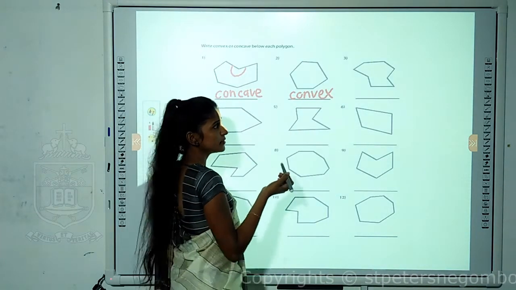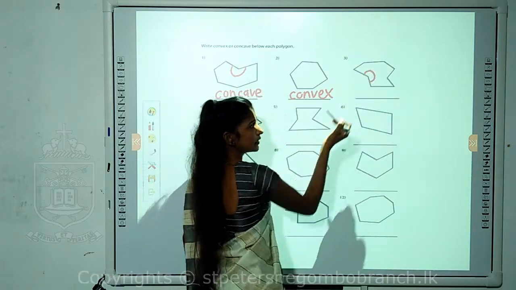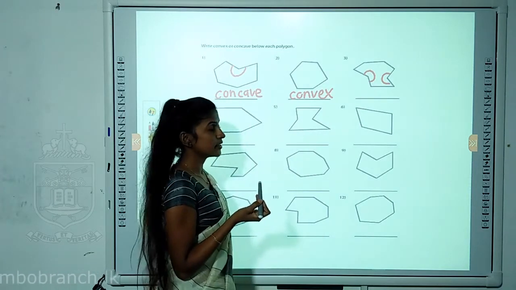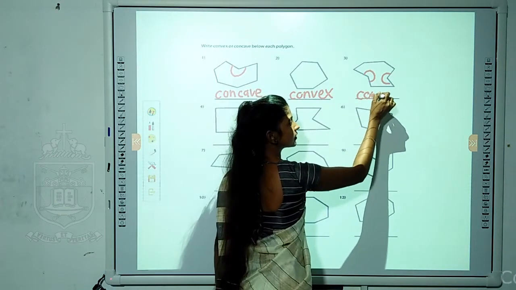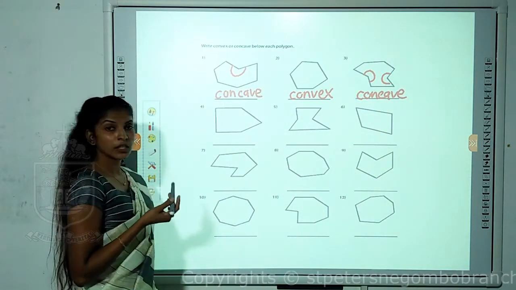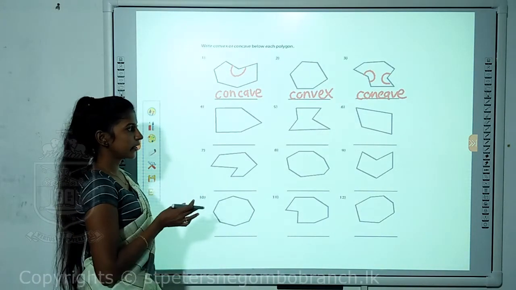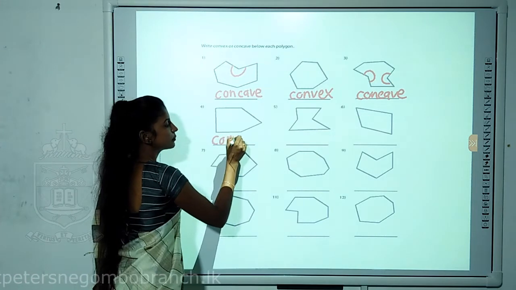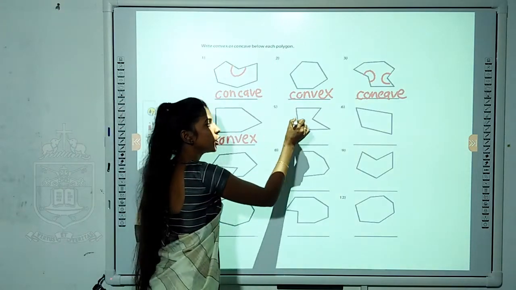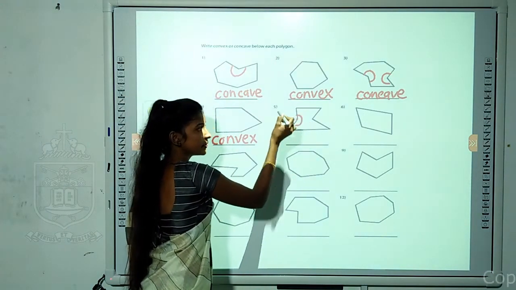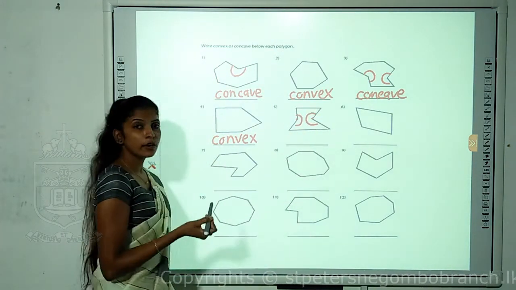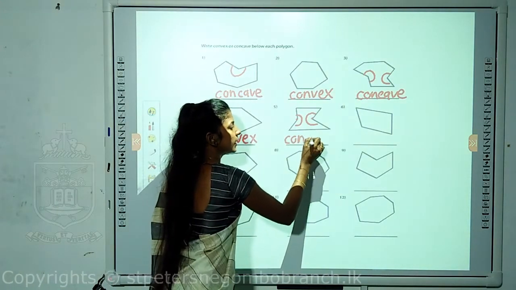Third one, again you can see some reflex angles. One reflex angle at this vertex and another reflex angle at this vertex. 2 reflex angles are there, so it will be a concave polygon. Fourth one, no reflex angles, all are less than 180, so it will be a convex polygon. Fifth figure, again you can see two reflex angles formed at two vertices. This is the first reflex angle, and if you consider this vertex also, a reflex angle is formed. So we call it a concave polygon.